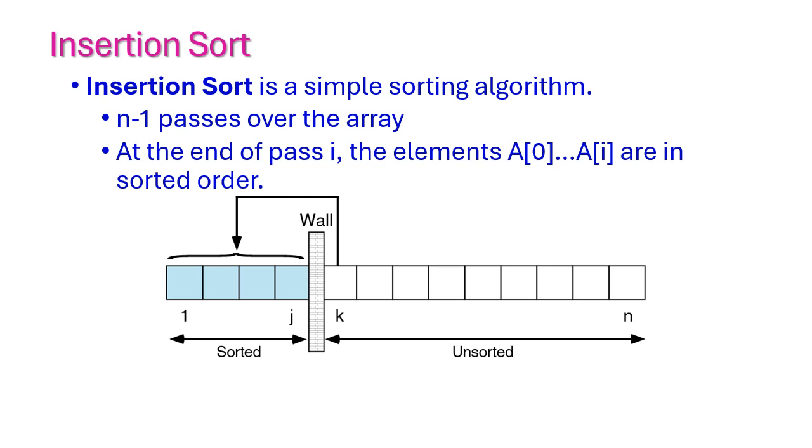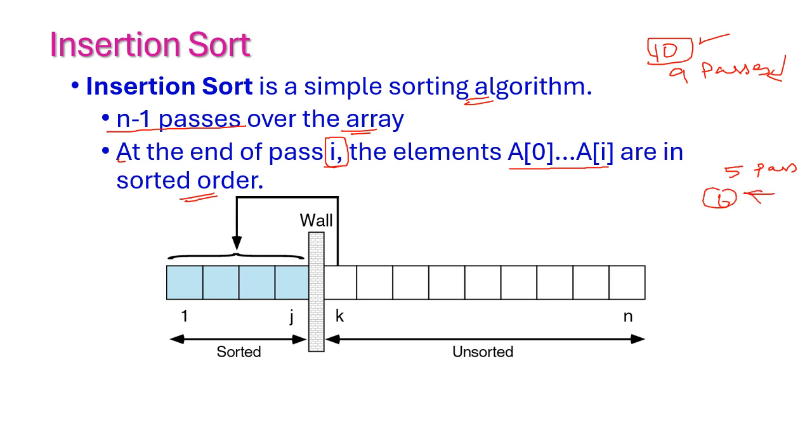Here the insertion sort is a very simple sorting algorithm and it requires n minus 1 passes over the array. For example, if we have 10 data items to be sorted, then it requires 9 passes or 9 iterations to sort all the 10 data items. That means at the end of pass I, the data elements A0 to AI are in sorted order. For example, at the end of pass 5, 6 data items are in sorted order, because the index starts from 0. 0 to 5 means totally 6 items are in sorted order.